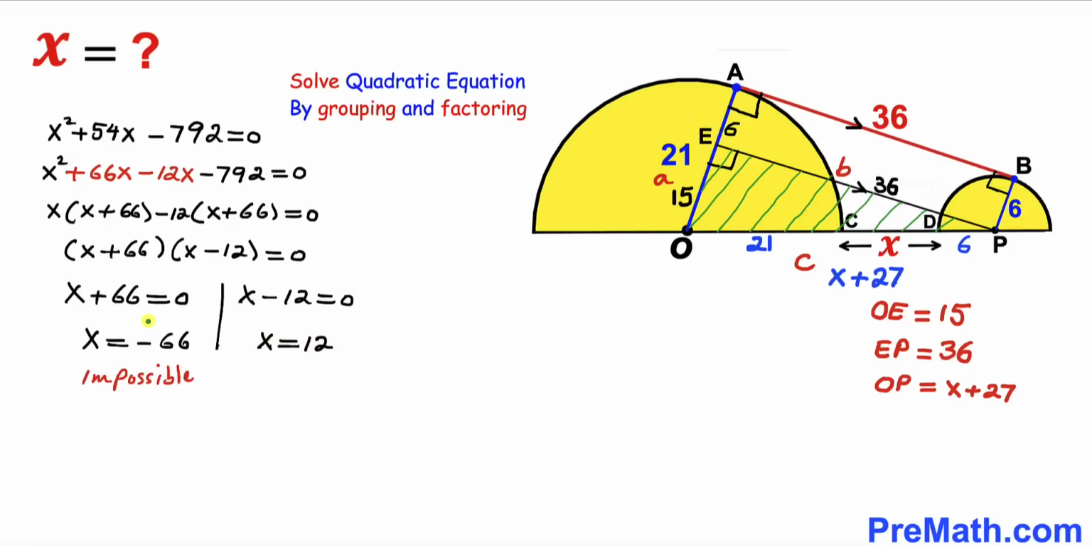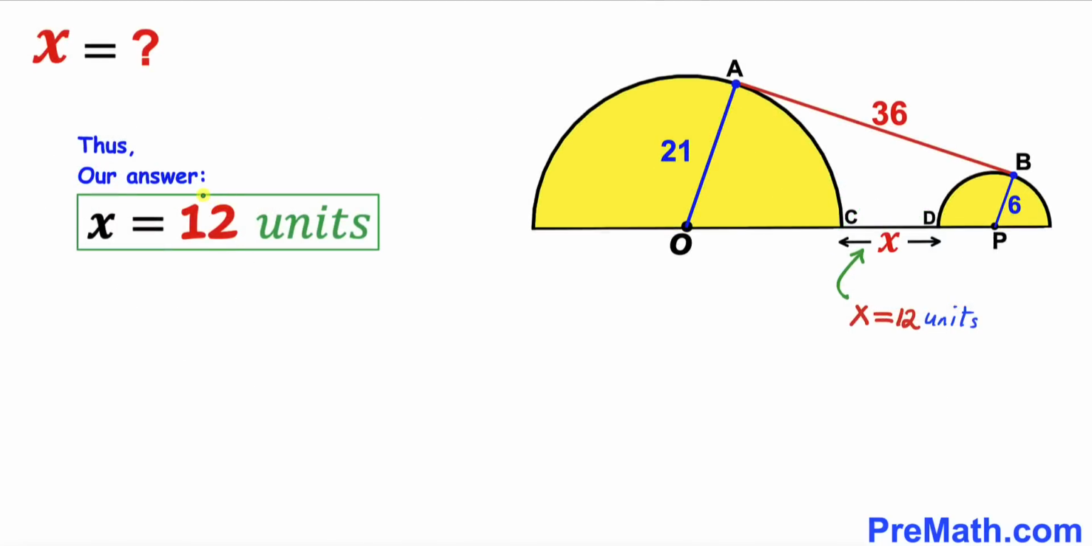And now we can see that x equals negative 66 is not possible since x is a length. So therefore we are going to discard this x equals negative 66 value, and we are going to accept this x equals positive 12 value. So thus our distance x turns out to be 12 units.